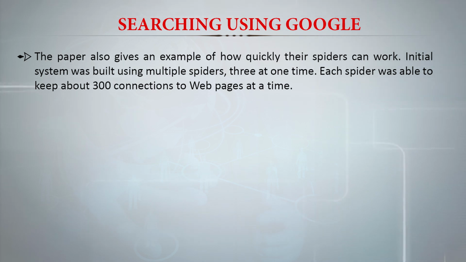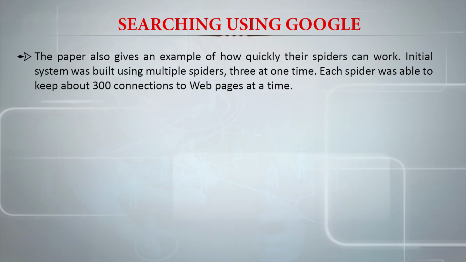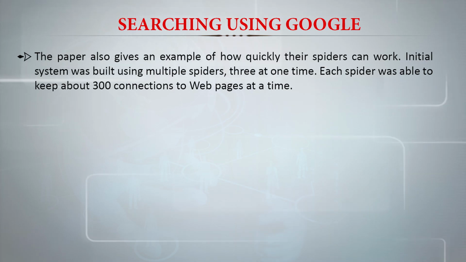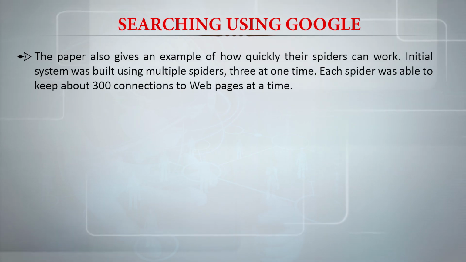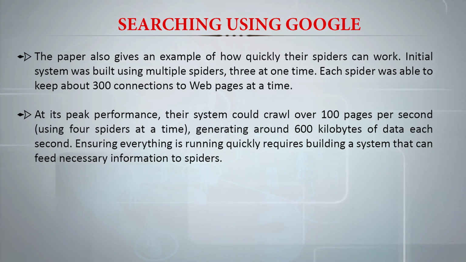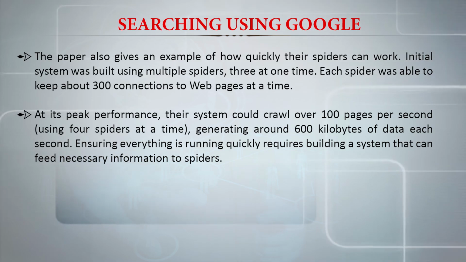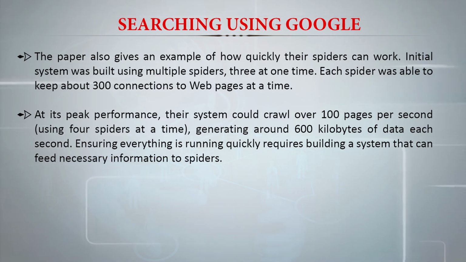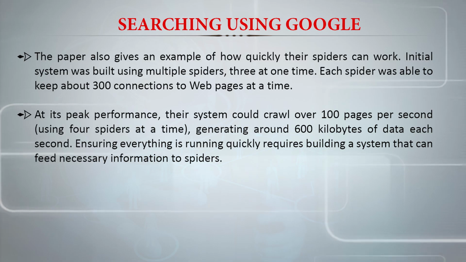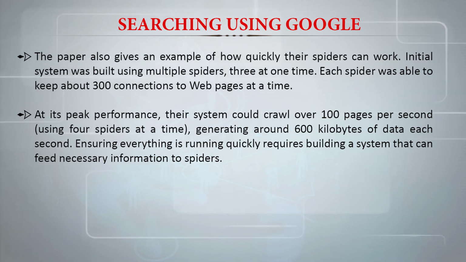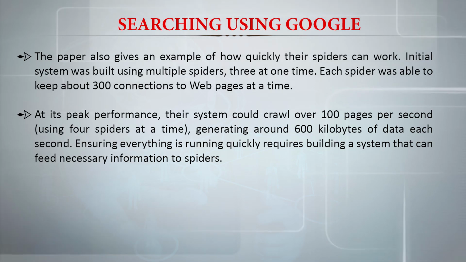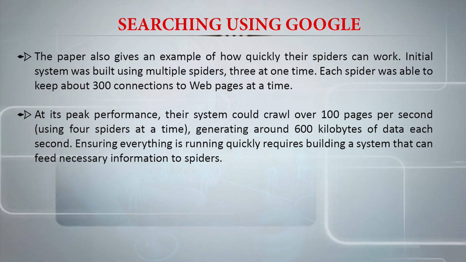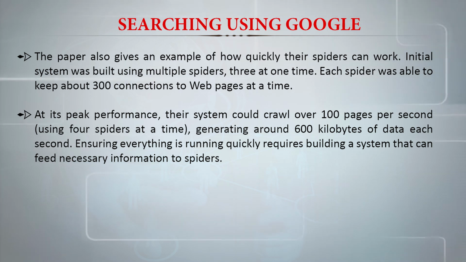The initial system was built using multiple spiders, 3 at a time. Each spider was able to keep about 300 connections to web pages at a time. At its peak performance, their system could crawl over 100 pages per second using 4 spiders at a time, generating around 600 KB of data each second. Ensuring everything is running quickly requires building a system that can feed necessary information to the spiders.